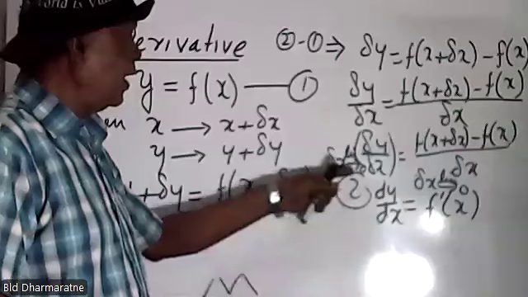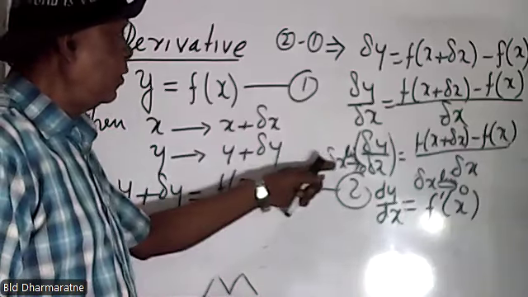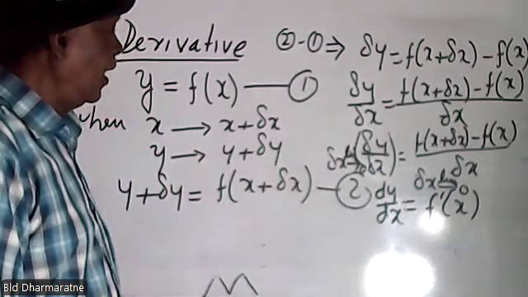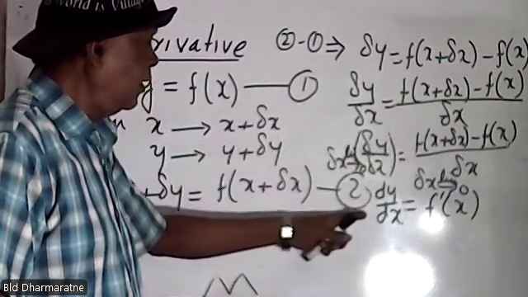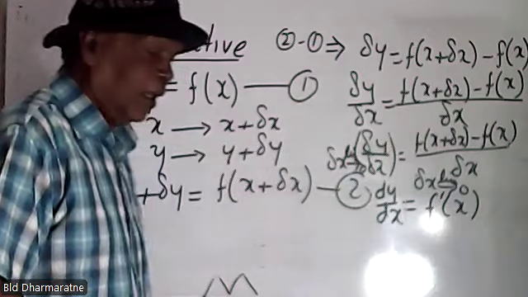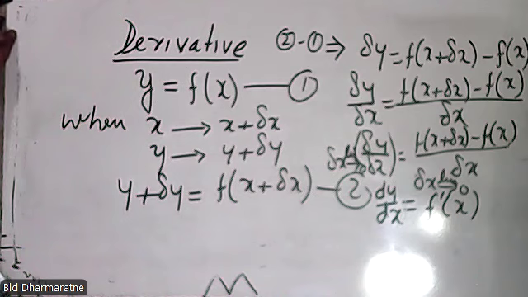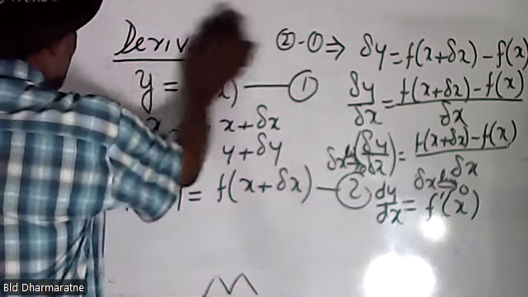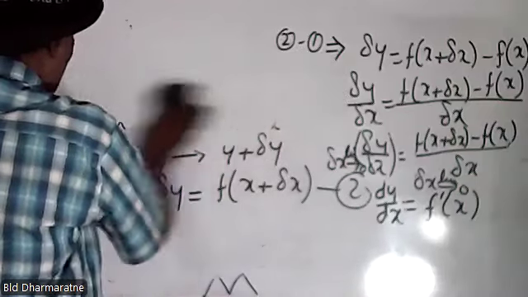Then taking the limiting value on both sides, with delta x approaching 0, we get dy by dx equals f dash x. Dy by dx is f dash x. How do we differentiate the function, and what is the formula we need? This is the formula for the derivative. This is a very easy formula.